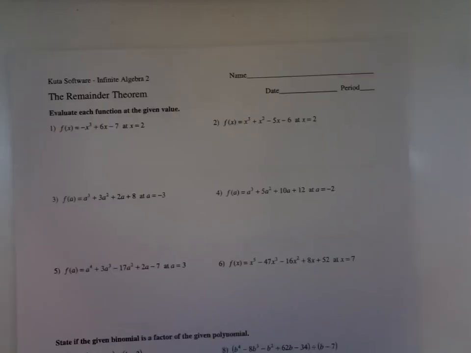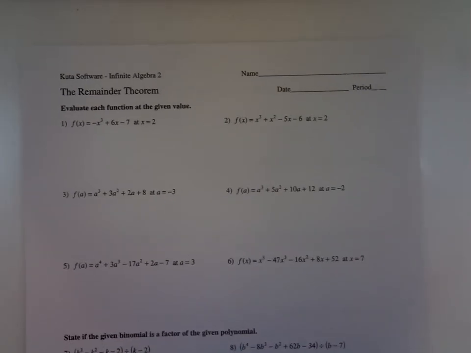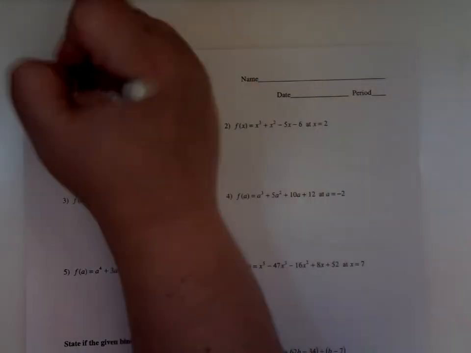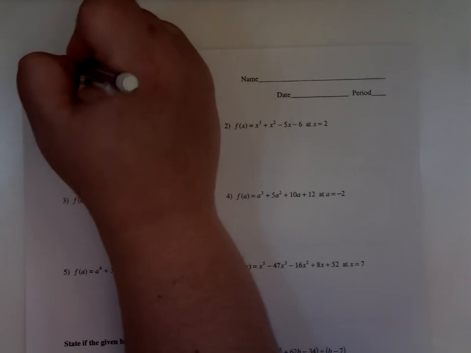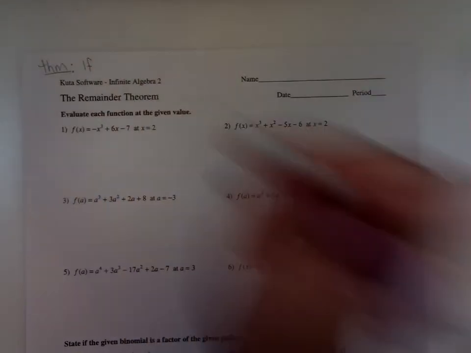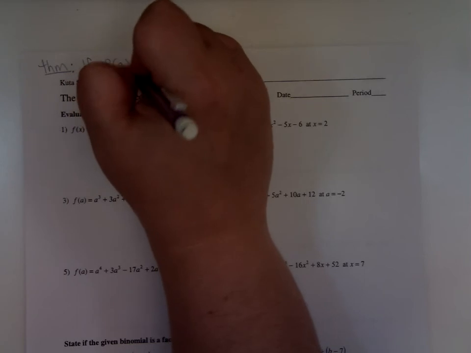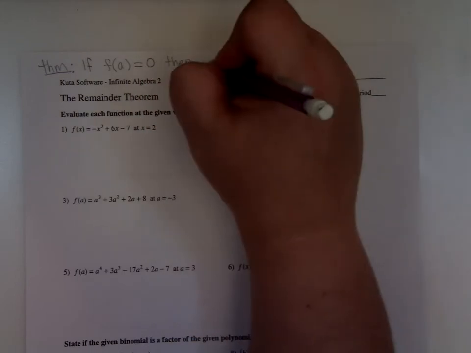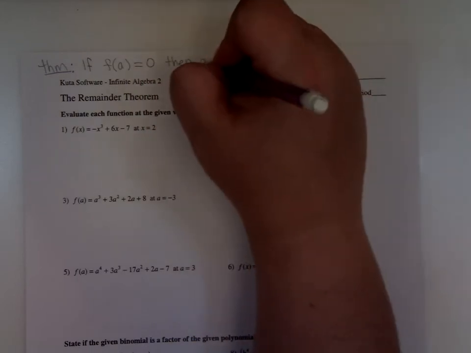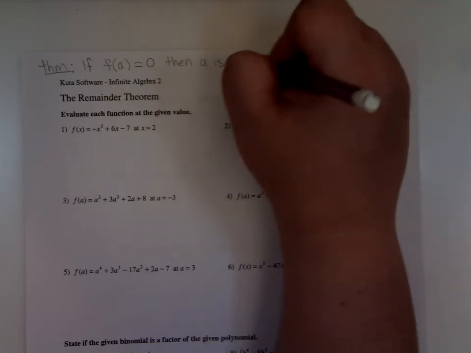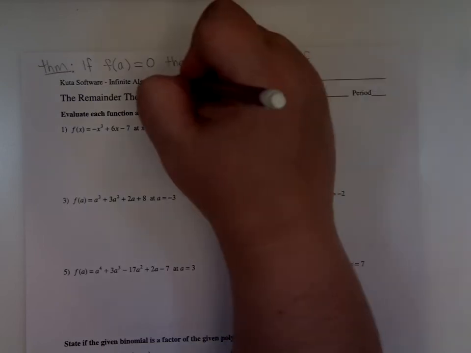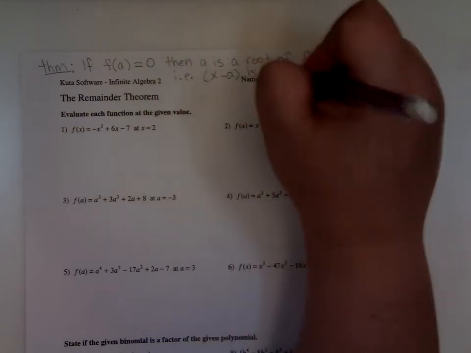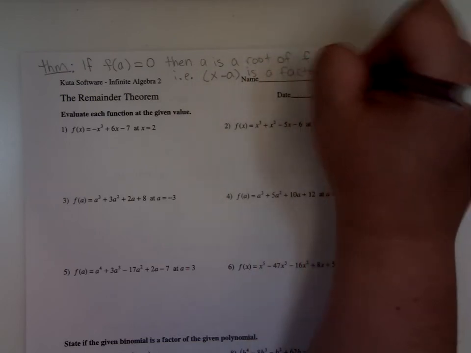Okay, so the remainder theorem. What does the remainder theorem say? It says that, theorem: if f of a equals 0, then a is a root of f, i.e. x minus a is a factor of f.